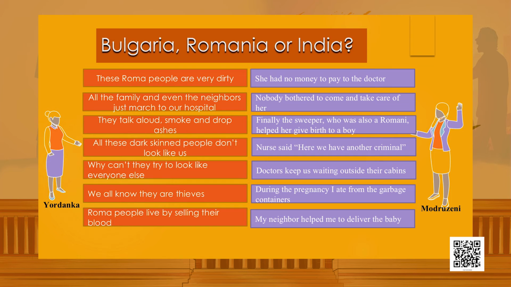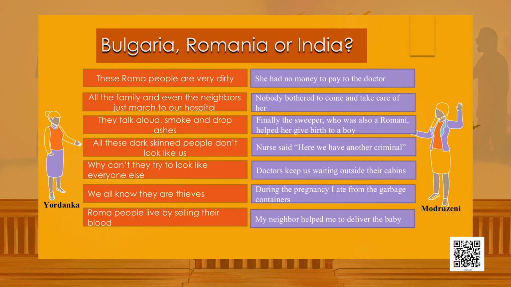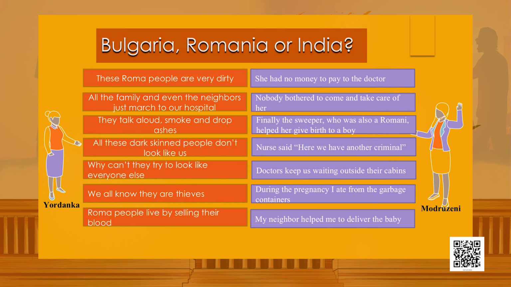Talking about how the Roma people are treated in public hospitals, she says, "These doctors keep us waiting outside their cabins. On one occasion, one doctor asked me to take a bath if I needed to be examined. Of course, I smelled. During the pregnancy, I ate from garbage containers because I was so hungry all the time. My husband had left me. I had 2 children and I was pregnant with the third. The social worker refused my request for food assistance. My neighbor helped me to deliver the baby. I often feel it is better not to visit these hospitals."